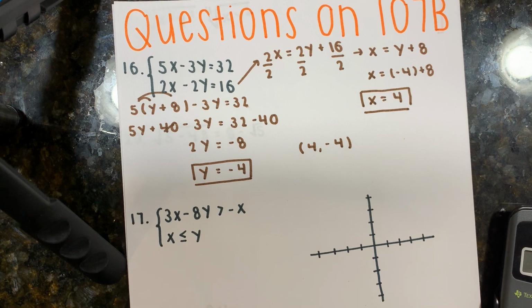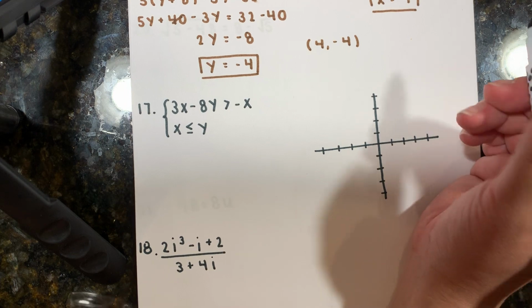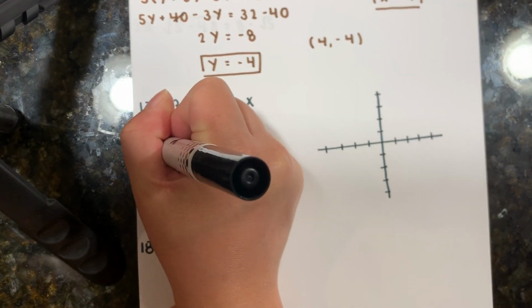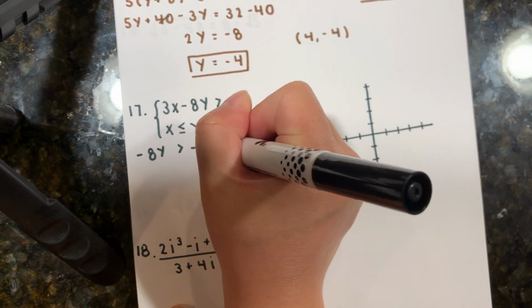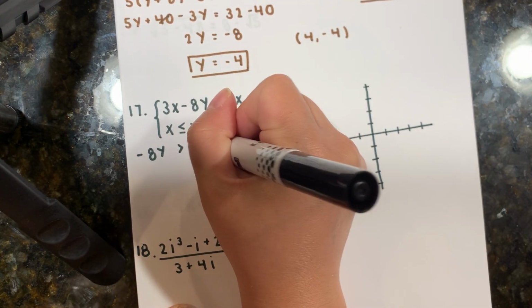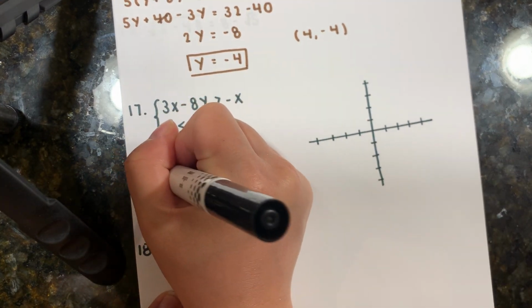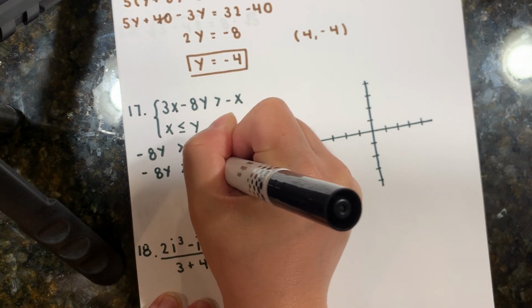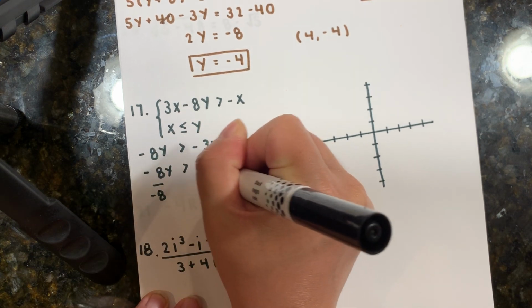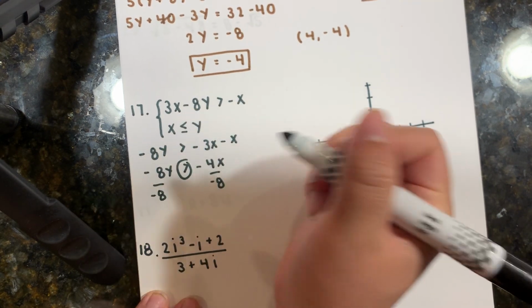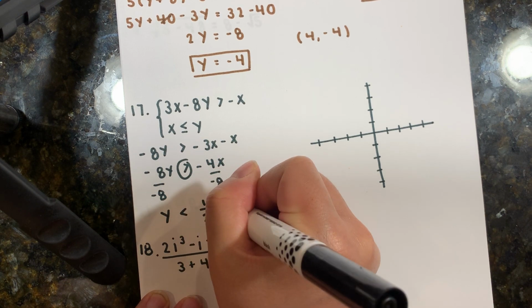Now for number 17, what I'm going to do first is solve the equation for y, moving the 3x to the other side. So I have negative 8y is greater than negative 3x minus x if I subtract. That would be negative 8y is greater than negative 4x. Then when I divide by negative 8, I'm going to flip the inequality. So that would become y is less than 1/2 x, and that's plus 0.